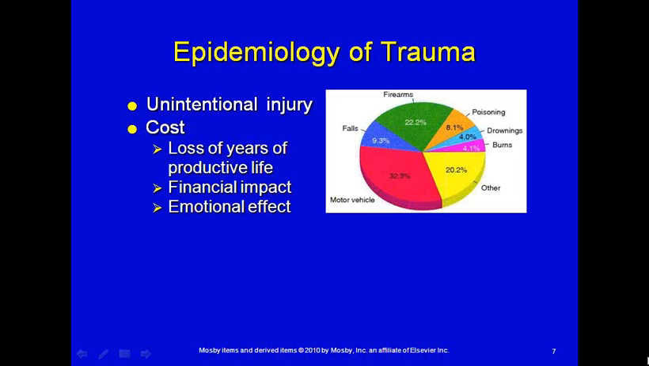Second to that is firearms, and then other falls, poisonings, drownings, burns, that sort of thing. But motor vehicle by far is the most common cause of trauma here in the United States. And the cost is huge because the vast majority of people in motor vehicle collisions are young, and if they are permanently disabled or die as a result of their collision, there's a measurable loss of years of productive life, a huge financial impact on our society, and then the emotional effect of losing people that young.